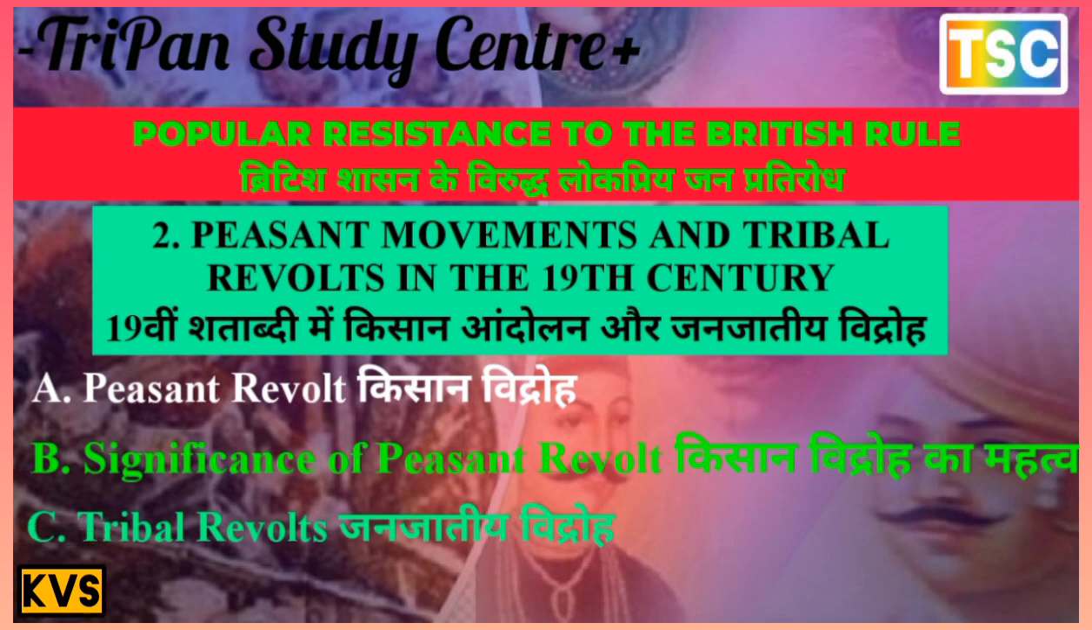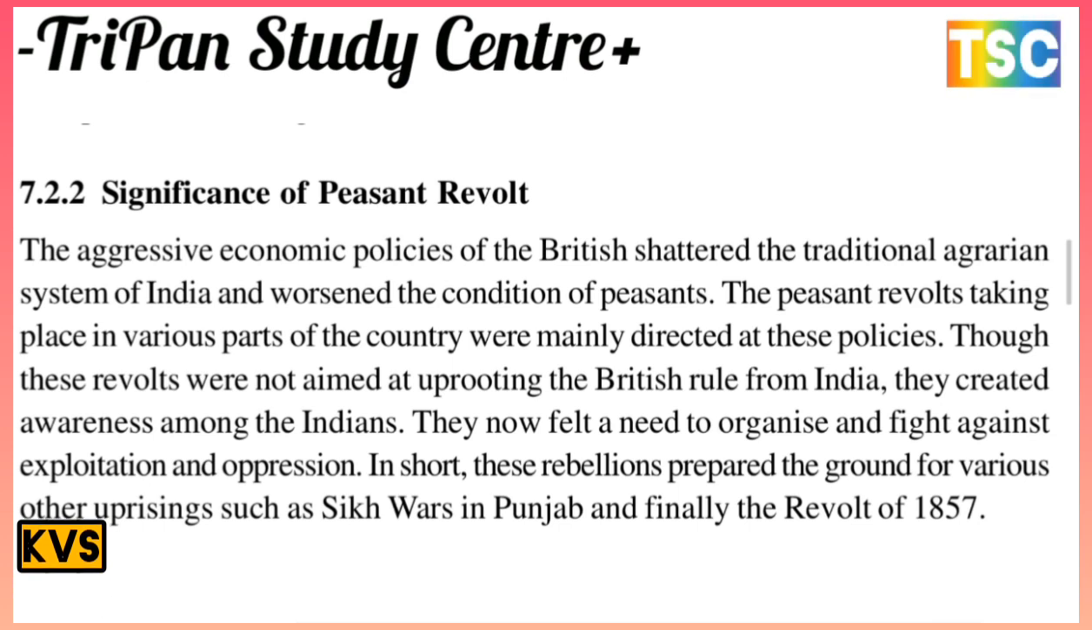The next point here is the significance of peasant revolts. The aggressive economic policy of the British shattered the traditional agrarian system of India and worsened the condition of the peasants. The peasant revolts taking place in various parts of the country were mainly directed against this policy. Third, these revolts were not aimed at uprooting British rule from India, but they created awareness among the Indians. They now felt a need to organize and fight against exploitation and oppression. In short, these rebellions prepared the ground for various uprisings, such as the Sikh war in Punjab and finally the revolt of 1857.